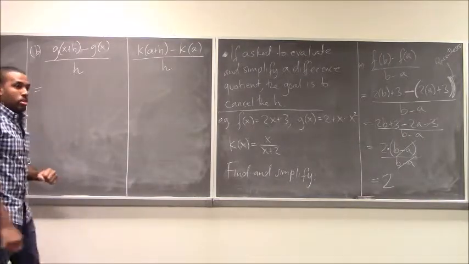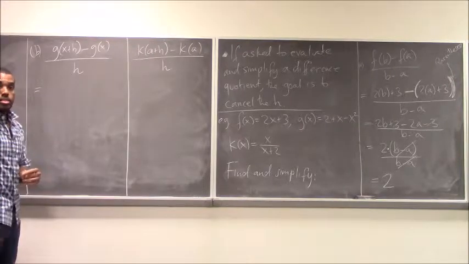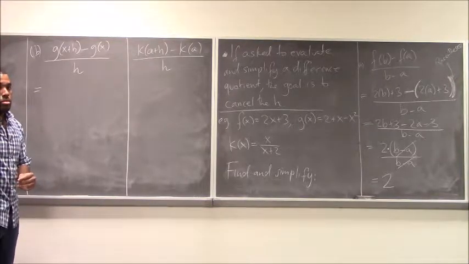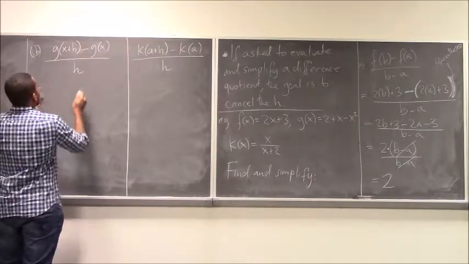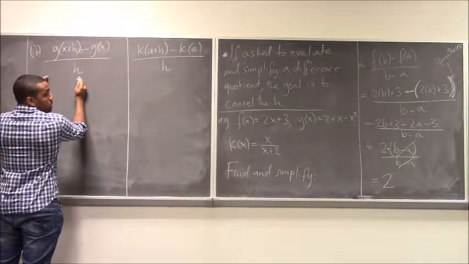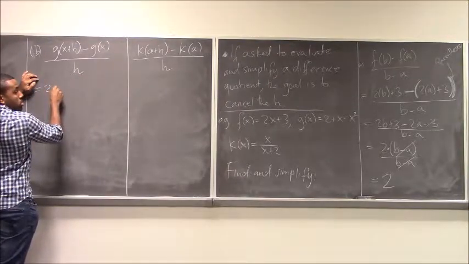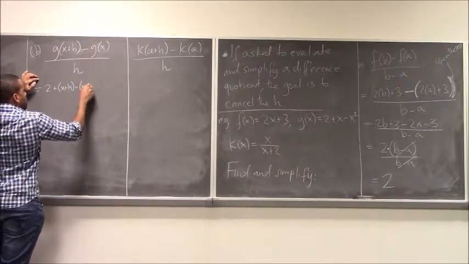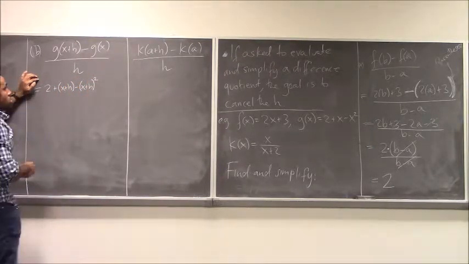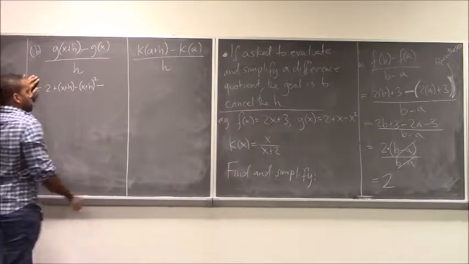Okay, what about this one? Someone take a shot at it. Yeah? Start by getting g of x, and then for the x's plugging in x plus h. Okay. And so what would we have? You have 2 plus (x plus h) minus (x plus h) squared. And then subtract that from the original g of x, which is just 2 plus x minus x squared.